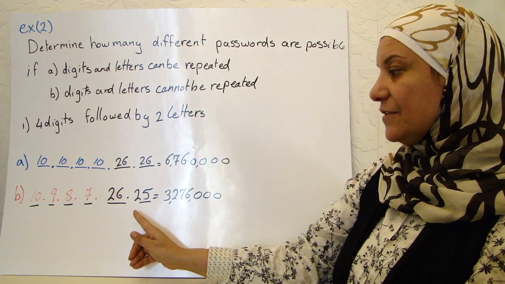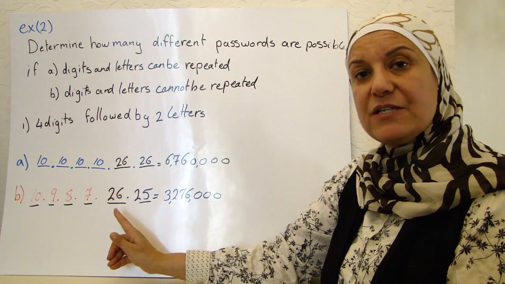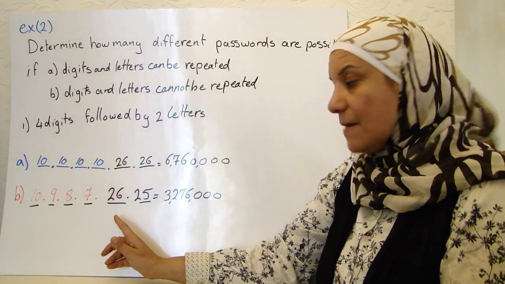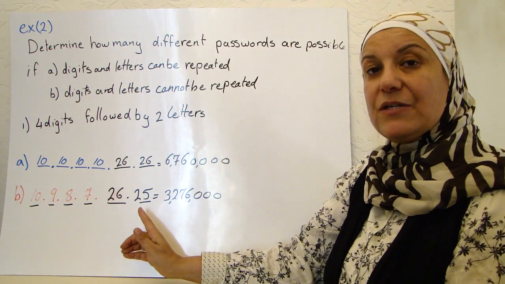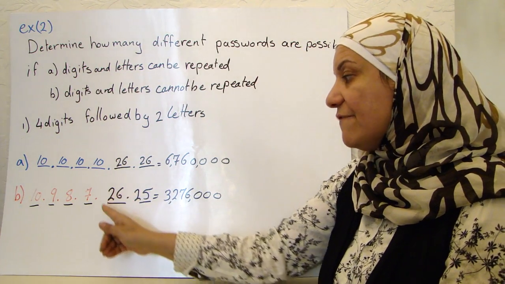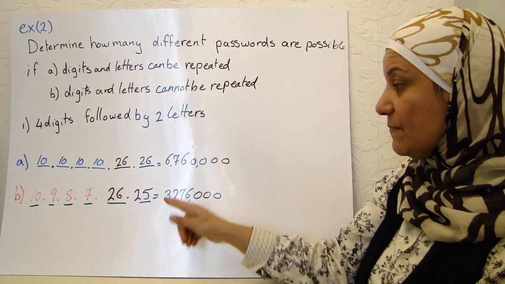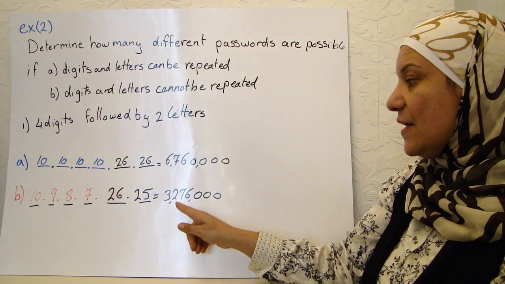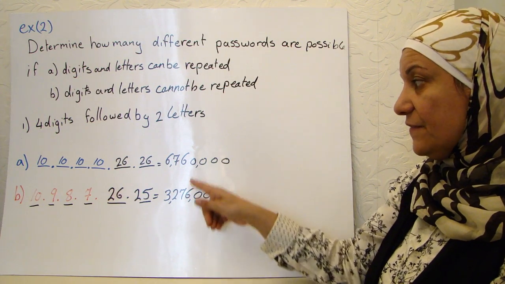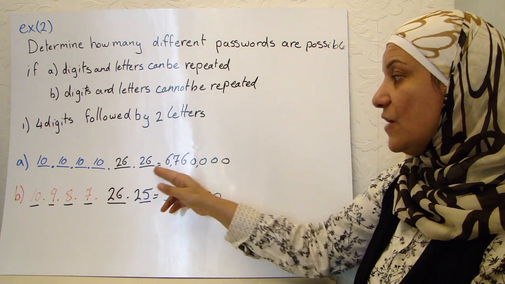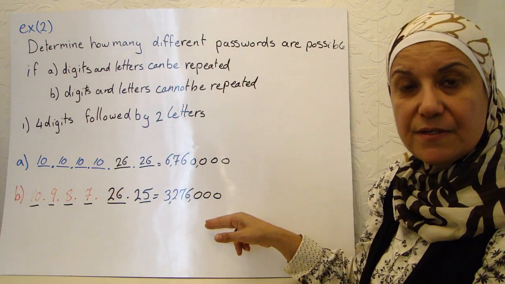What about my letters? For the first place of the letters, I can use all the 26 letters. But for the next place for the letters, I can only use 25, because I have already used one of those here. So see the difference: this is only 3,276,000. The difference between them is that if you don't have them repeated, you have a smaller number than having them repeated.